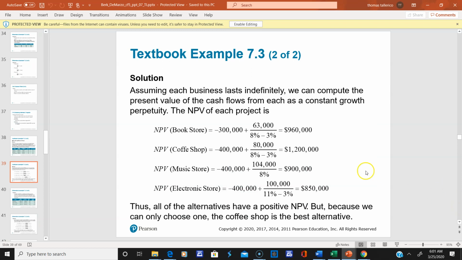All right. So assuming each one lasts forever, it goes on as a perpetuity, right? Indefinitely. We can compute the present value of the cash flows from each as a constant growth perpetuity. So the net present value of each project is shown for each: the bookstore, the coffee shop, the music store, and the electronics store. Okay? So all the alternatives have a positive net present value, right? You can see that. But because we can only choose one, obviously the coffee shop has the largest net present value. So we would go with the coffee shop in this case. Okay?